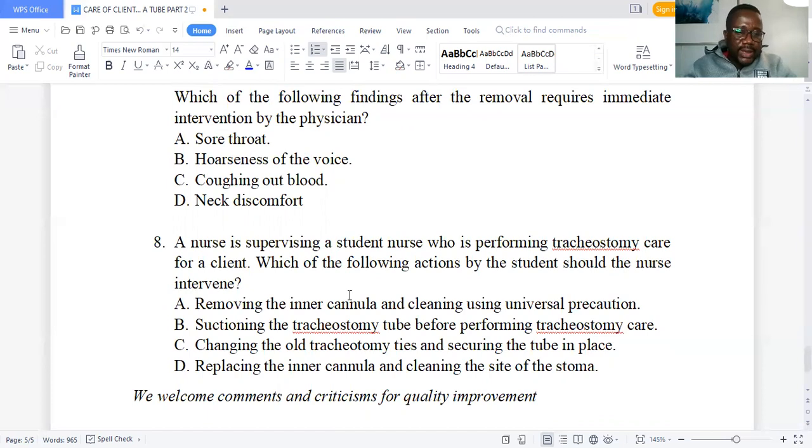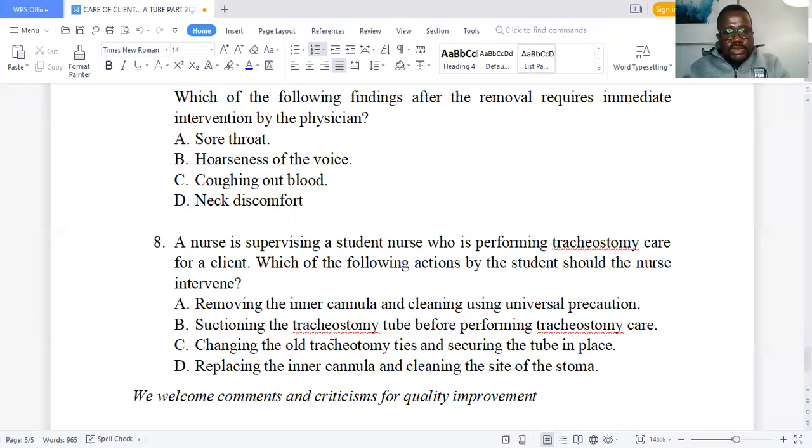Let's see option A, removing the inner cannula and cleaning using universal precaution. What did I say about universal precaution? Universal precaution: hand hygiene, wearing clean gloves, hand sanitizer, washing of hands. These are universal precautions. Is this what we do when we are removing the inner cannula of the tracheostomy tube? Let's keep the question there.